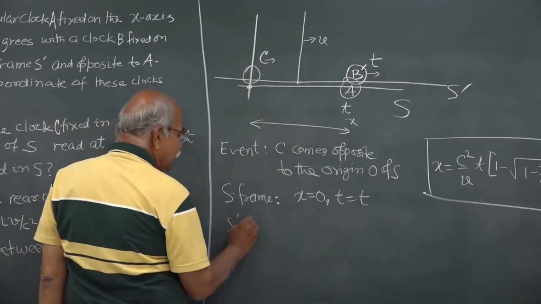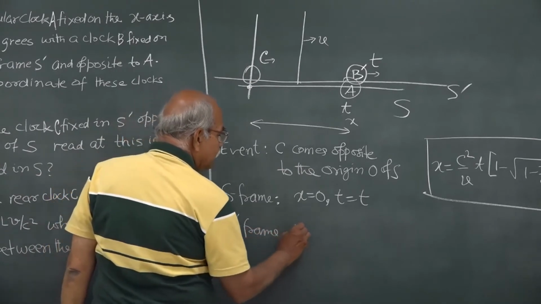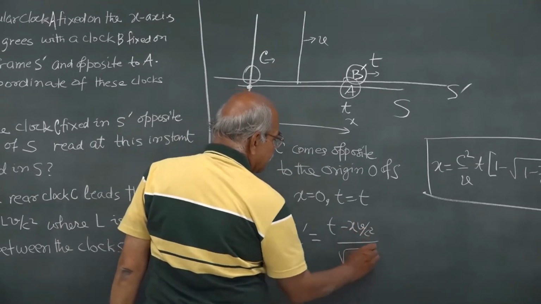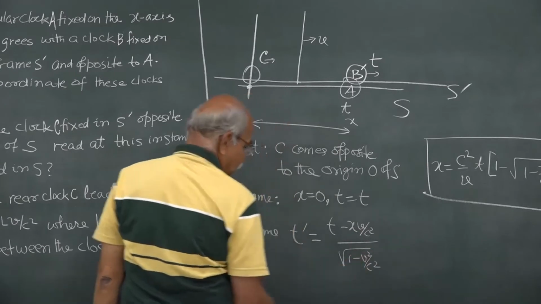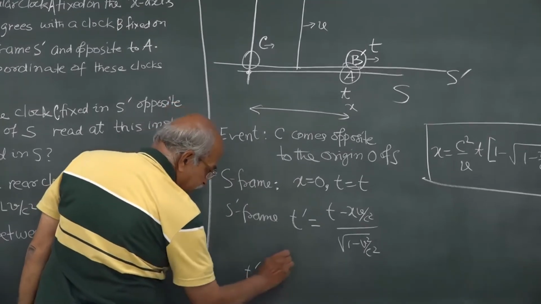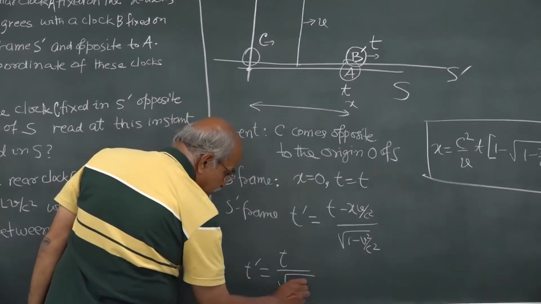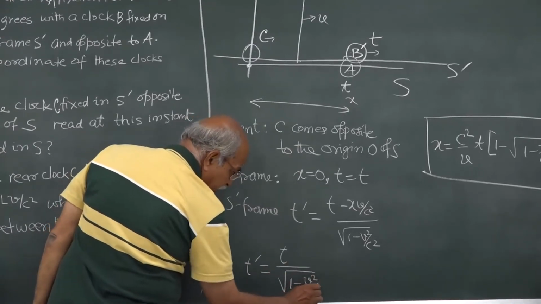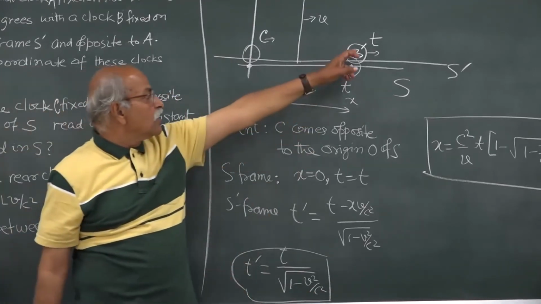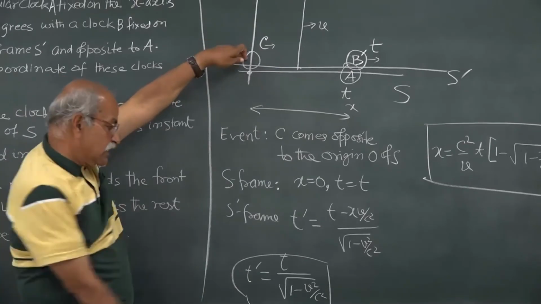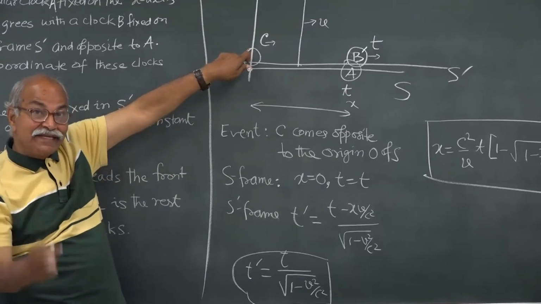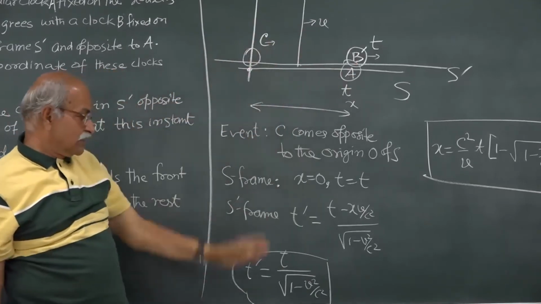So in S prime frame, you will have t prime equal to t minus x v by c square, divided by square root of 1 minus v square by c square, and x is 0. So t prime is t divided by square root of 1 minus v square by c square. So that is it. This clock is reading t, and this clock is reading t divided by square root of 1 minus v square by c square at the same instant. At the same instant t, this reads t and this reads this much.